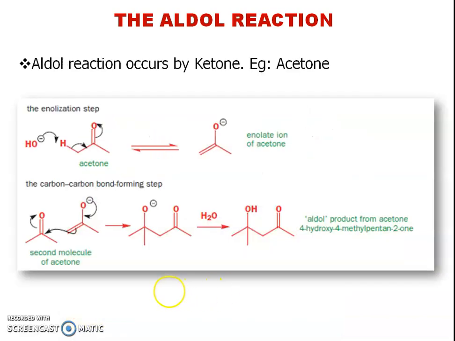The same aldol reaction can also occur in the case of ketones. For example, acetone. If you are using acetone, first it forms an enolate of acetone. Then the second step is the carbon-carbon bond formation reaction. The enolate will be added to a second molecule of acetone, and it finally forms an aldol. That product is also called aldol. For example, in the case of acetone, you get 4-hydroxy-4-methylpentan-2-one.